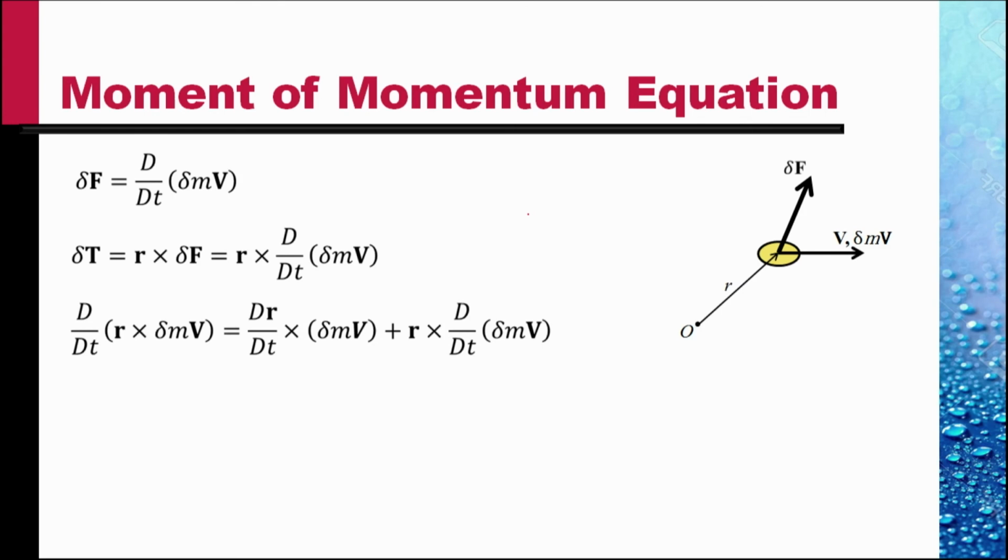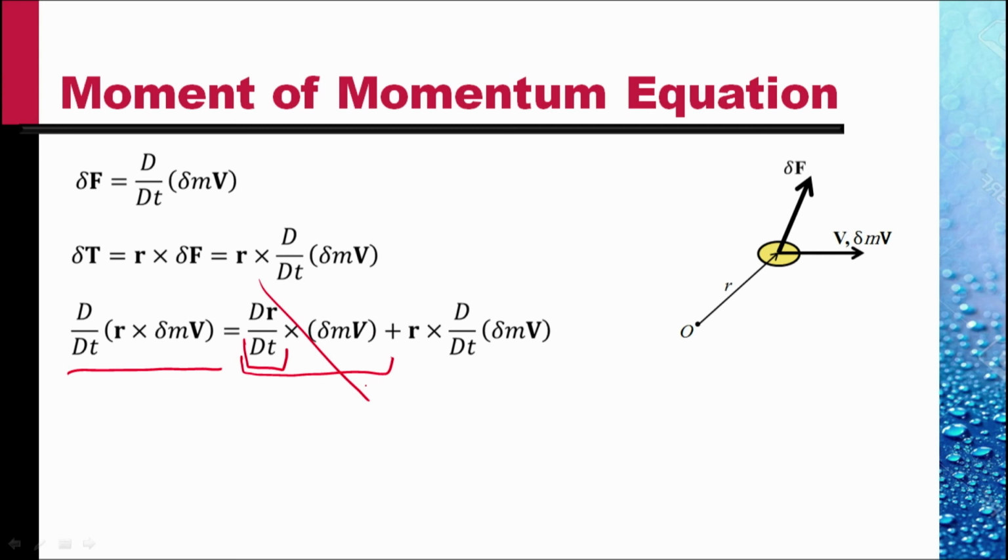Now, if we take a derivative of r cross delta m v, by chain rule, we get delta dr by dt into delta m v plus r cross del by del t of delta m v. Now, time derivative of the position vector r is nothing but velocity. So this term is like v cross v, cross product of two collinear vectors v and v. So this is 0.